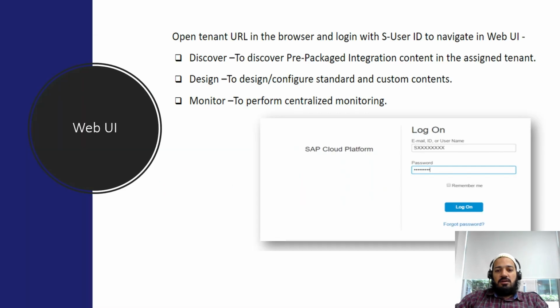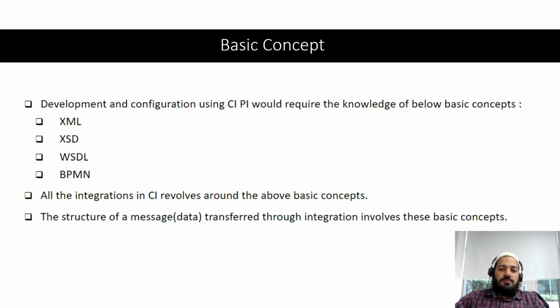Once we do that, you can use an email ID and username and password combination, and it will open the tenant URL for us in the browser using our S user ID. We can navigate the web UI and discover pre-packaged integrations that are present in the assigned tenant. We can also design and configure standard custom contents, and monitor the services, as we have seen earlier. Development is mostly configuration using CI, PI, which requires knowledge of basic XML, XSD, WSDL, BPMN.